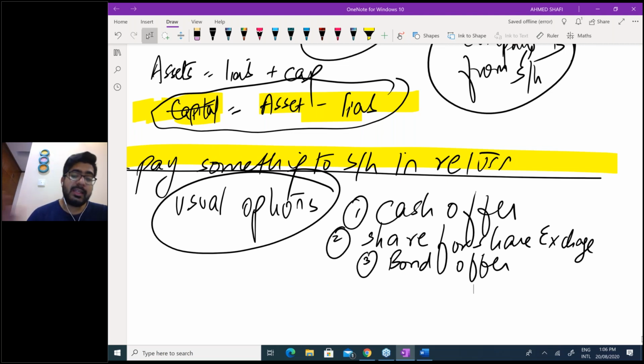Sometimes company A wishes to acquire company B, taking shares from shareholders not by cash but by a share for share exchange. What is a share for share exchange? Take their shares and give them shares of the new combined company in return. This is called share for share exchange. And the third offer is called bond offer. You take the shares of company B from its shareholders and give them bonds, interest bearing instruments, in return.